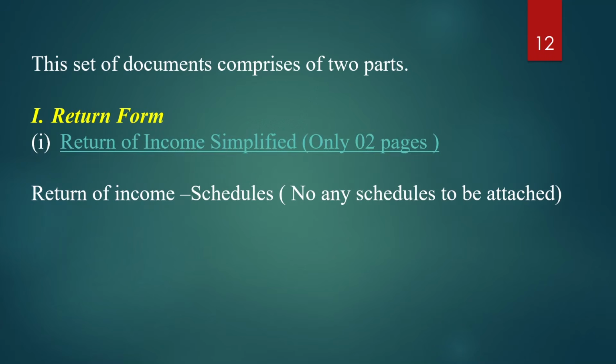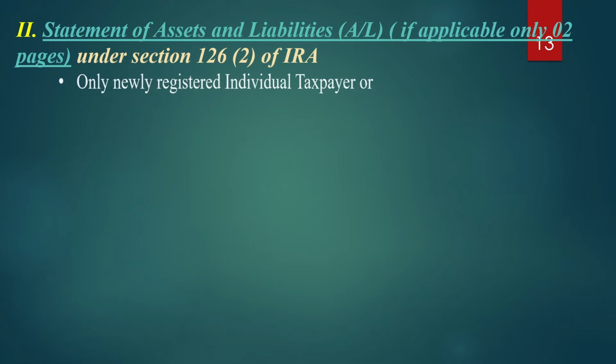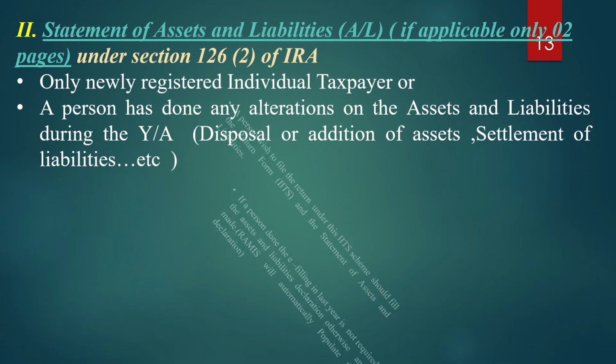This set of documents comprises two parts. One is the return form, the other is the statement of assets and liabilities. When we consider the assets and liabilities declaration, only a newly registered individual taxpayer, or a person who has made any alteration to the assets and liabilities during the year of assessment, needs to update it. Suppose he has made some disposal or some additions of assets, settlement of liabilities, and so on, then you may update these assets and liabilities. Otherwise, you don't need to update the declaration.